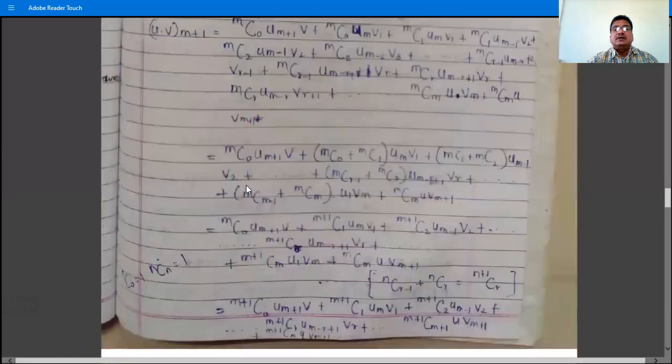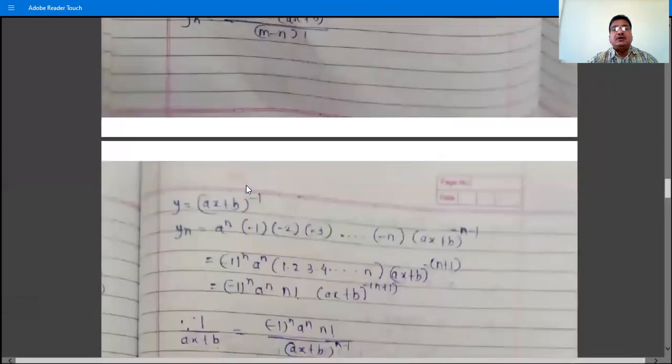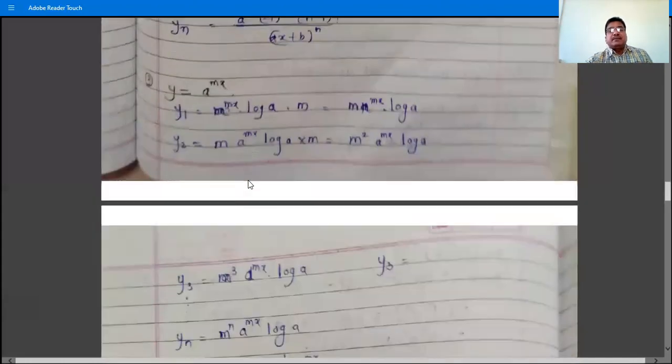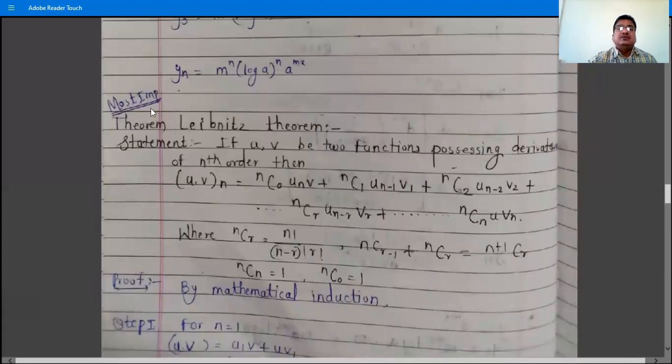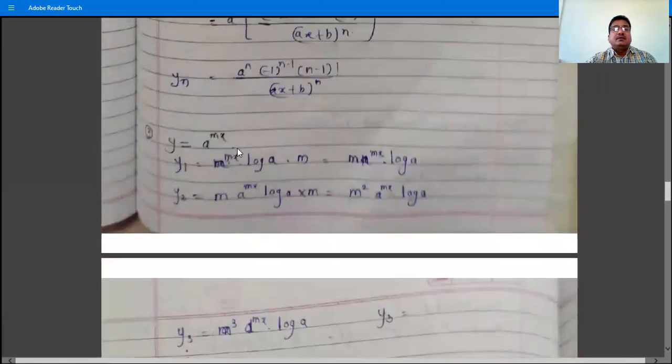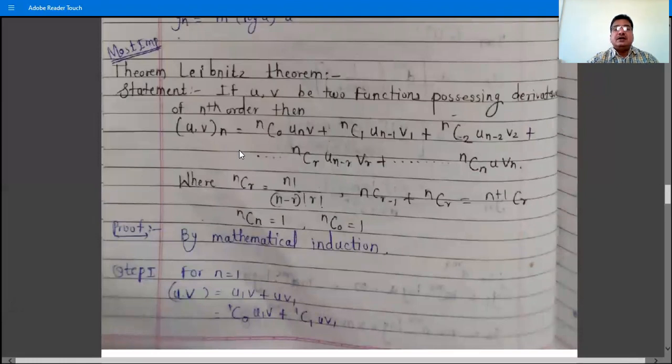There are some other functions, like sin ax plus b. I have to find the nth order derivative of sin ax plus b, cos ax plus b, and all the remaining problems. So I will share the remaining nth order problems through WhatsApp, and we will discuss these problems in the next lecture.